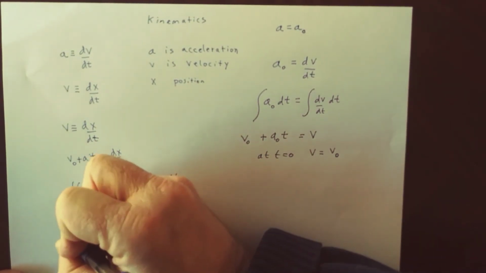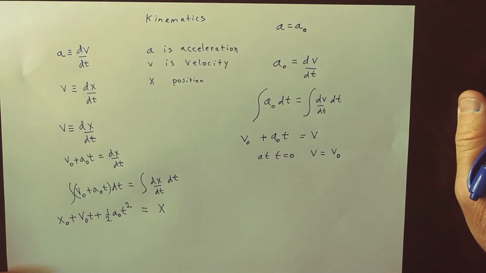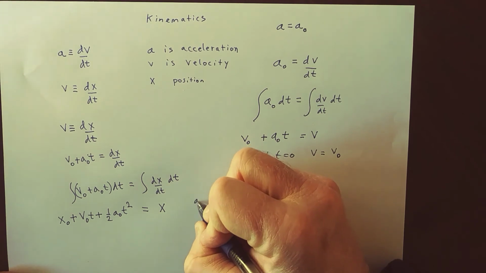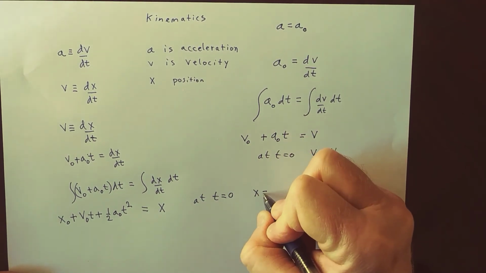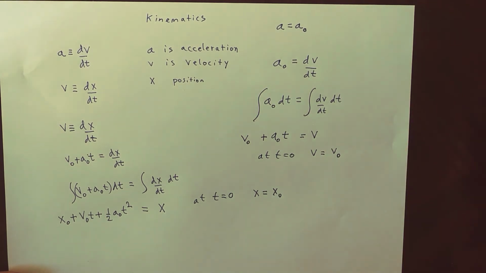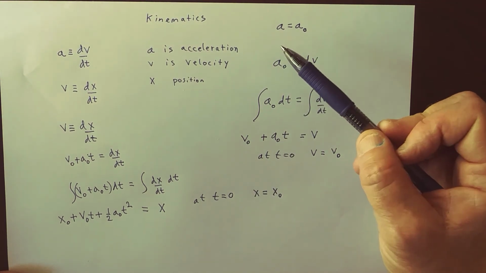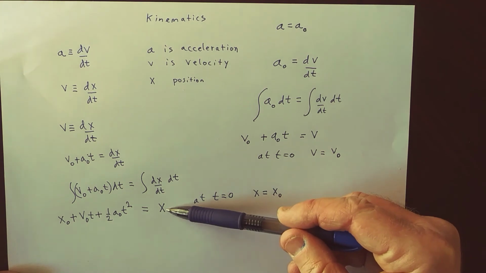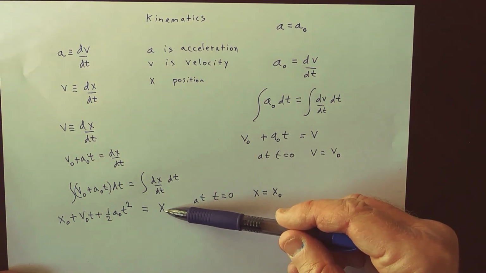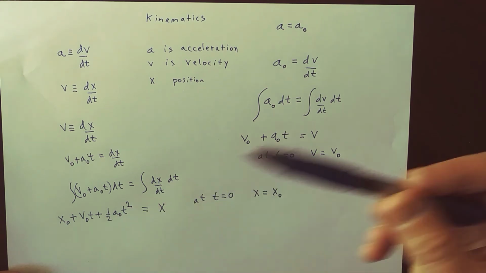so we'll put it over here, and of course this is about position x, so we'll put an x naught, and we can see that at t equals 0, x reduces to x naught, and so x naught is the initial position. And so what we get is that an object that experiences a constant acceleration, a naught, changes its position depending on the initial speed v naught and the acceleration a naught.